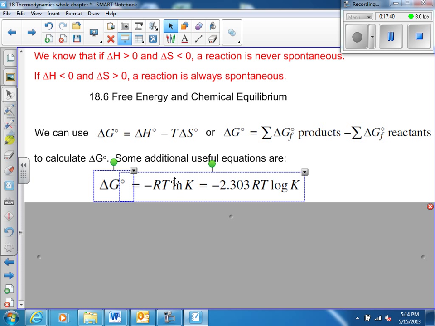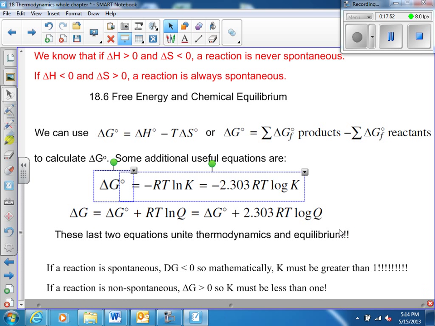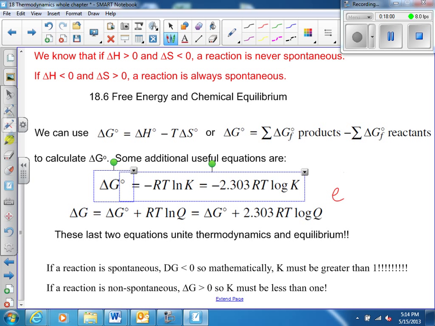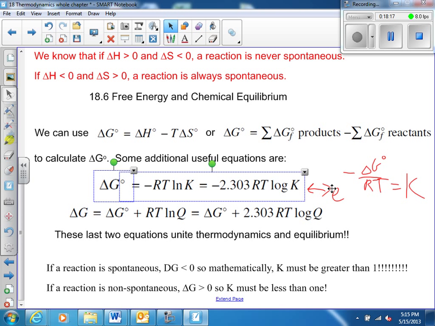To get rid of logarithms, you do e to the x. So e to the negative delta G over RT would be K. I don't have that written down. It's okay. We'll go through that. I'll write it down right now. e to the negative delta G over RT is equal to K. This equation and this equation over here, they're equivalent equations. We're just taking the inverse of the logarithm. And those two equations unite thermo and equilibrium.